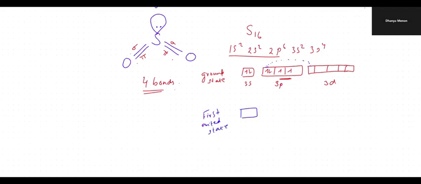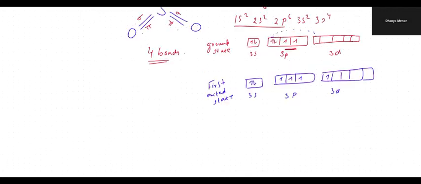This is 3s. 3p, how does it look now? 1, 2, 3, and that one electron has moved to 3d. Now, how many unpaired electrons are there? 4 unpaired electrons, right? So it is ready to form the 4 bonds.